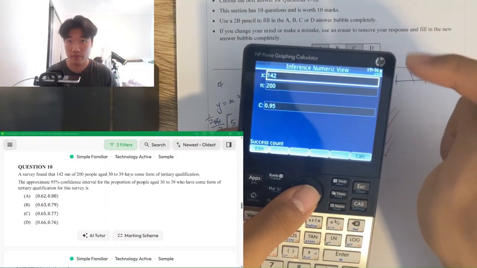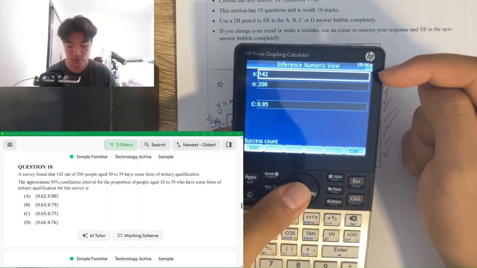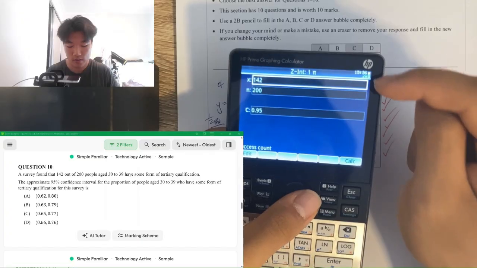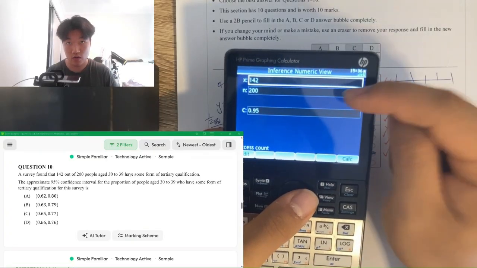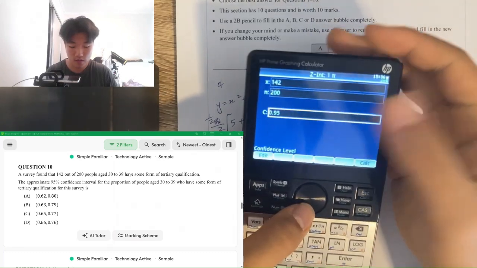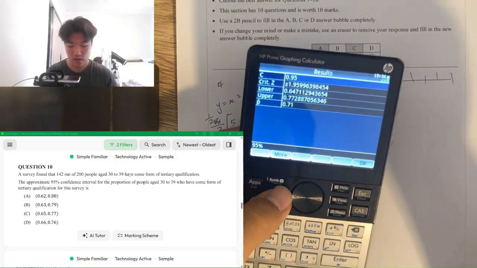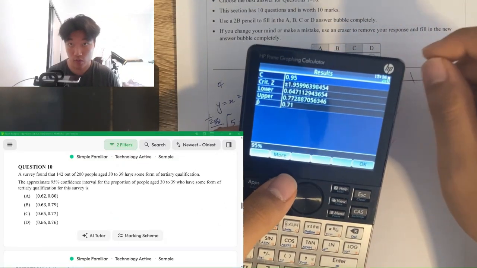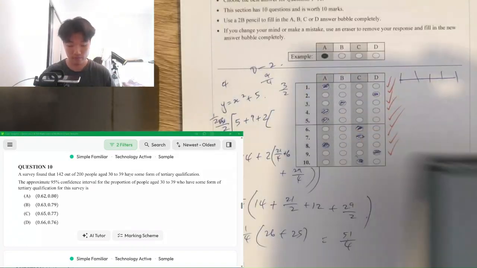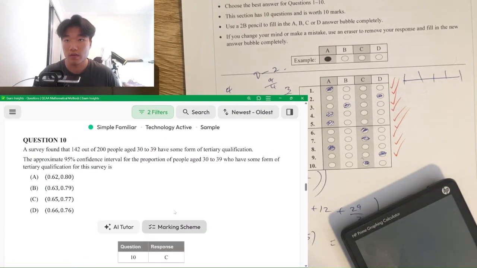See, I've already done it. X is the number of successes, I suppose, in the proportion, or not the amount of people in the sample that have the thing. 200 obviously is just the sample size, yeah? You can see it. And then 0.95 is the confidence level, since it's 95%, calculate. And then you get a range from 0.65 to 0.77, which in this case is C.